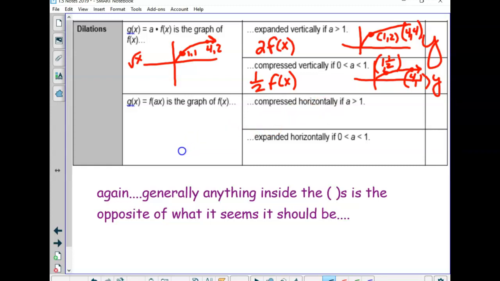Do you want me to try to do the same graph? What is the difference if it's compressed horizontally? So if you had f of 2x inside of here, it is compressed by a factor of 1/2 horizontally. So instead of going through 1, 1, it would go through 1/2, 1.